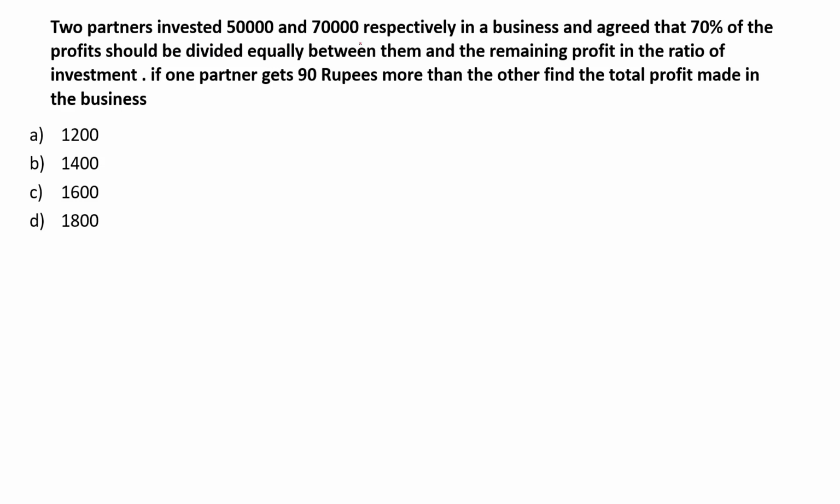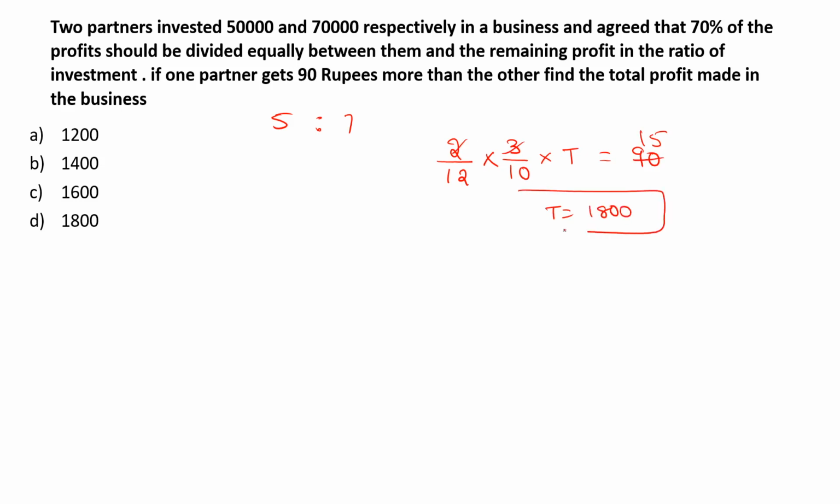The ratio of their investments is nothing but 5:7. The difference of their profits is 2 units out of the total of 12. But the difference should have come from the other 30% of the profit. That 30% can be written as 3 by 10 of the total, and the difference is given as 90. 3 1s are 3, 2 6s are 6, 6 15s are 90. Then the total would be 12 times 15, that is 180. Take 0 from here, that means total is 1800. This is the best way to solve the question. Once you are familiar with the questions, you can solve them within 4 or 5 seconds.